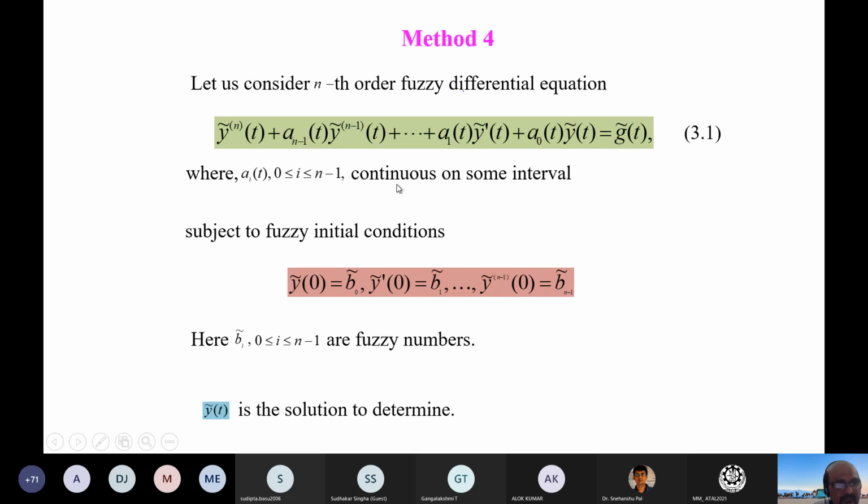where this is continuous on some interval. And if it is an nth order ordinary differential equation, we need n conditions. So these are the conditions. And you see everywhere it is tilde. Tilde means uncertainty is there. So y tilde we need to find.